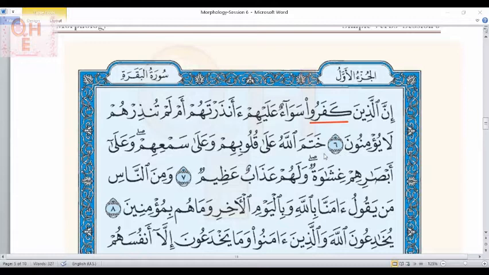Okay, let's move on. How about khatama? This is definitely a simple verb, right? This is active past tense. So we will underline this word. Now let's move on, inshallah. We don't see any simple verb yet.